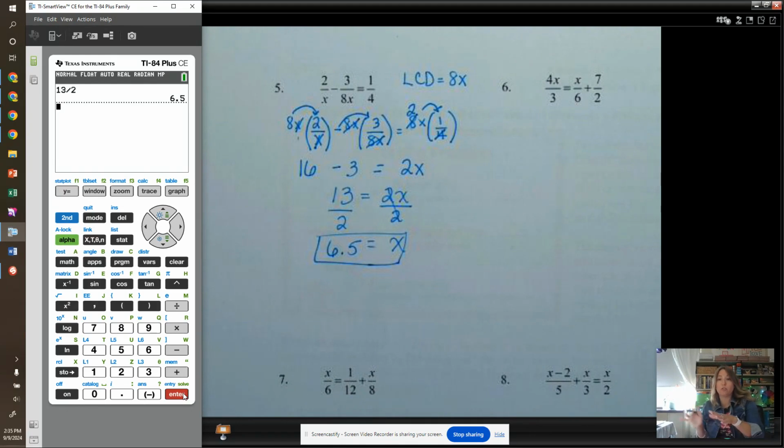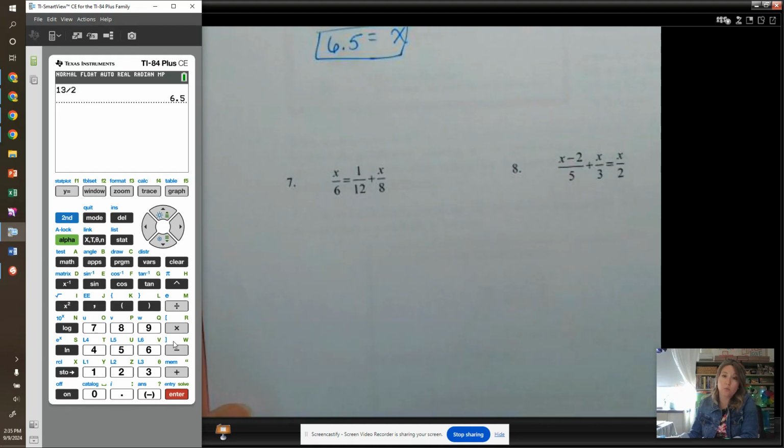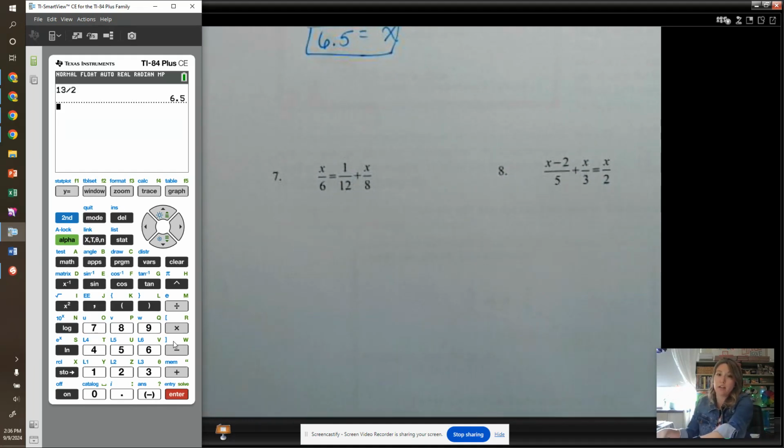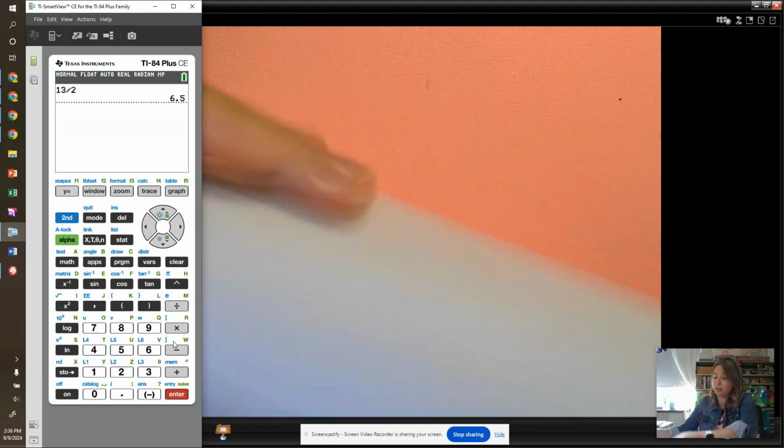Now, I'm going to jump down to number 7 so that we can look at one together that has 1, 2, 3 denominators that we have to consider as far as finding our LCD. But I'm going to have you try number 6 and number 8 in a second to see how well you're doing with this. So, number 7, we've got a 6, a 12, and an 8 all in our denominators.